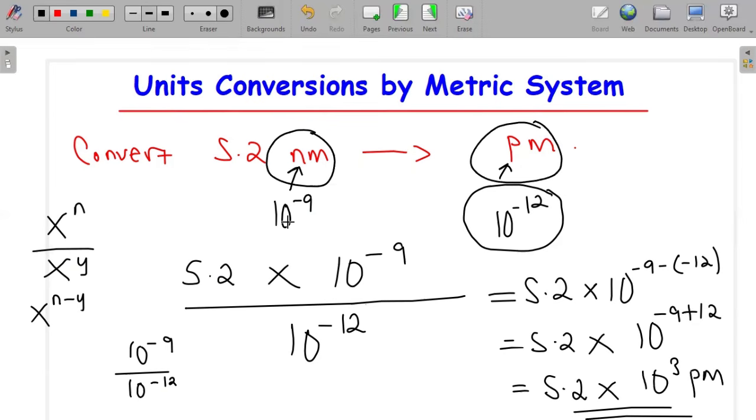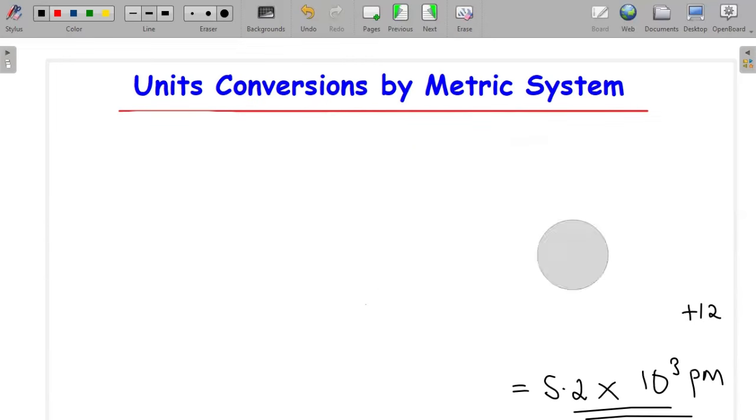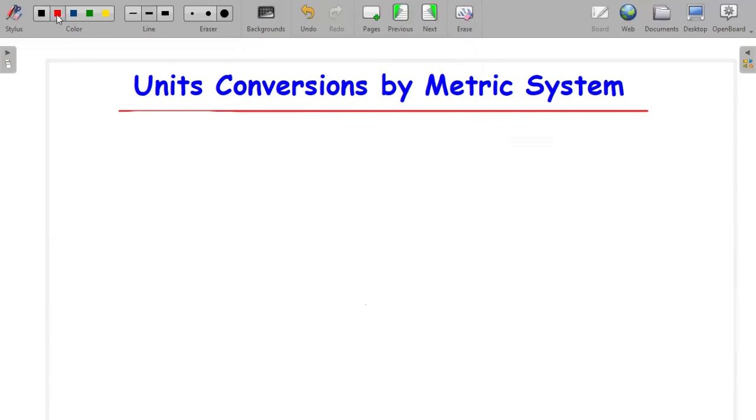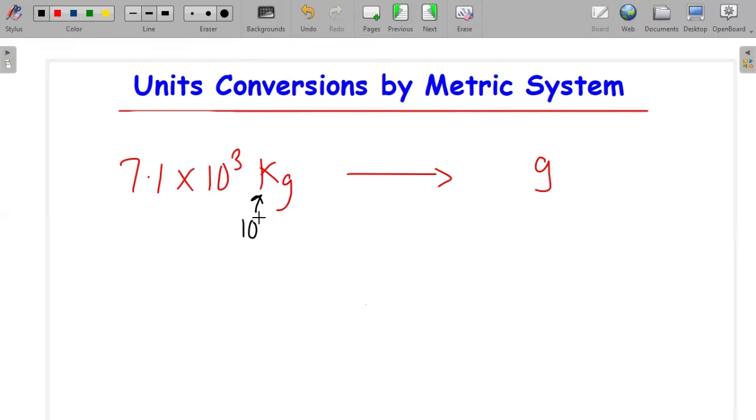Okay, so there are no questions. Let's try to do another simple example, just so you guys can become familiar with the idea. For example, now I have 7.1 times 10 to the power 3 kgs, and I want to convert these kgs to grams. The first thing is to identify the prefixes that you've been given. Here I have the kilo. The kilo is the same as 10 to the power 3.